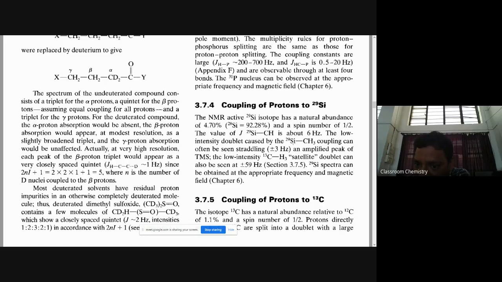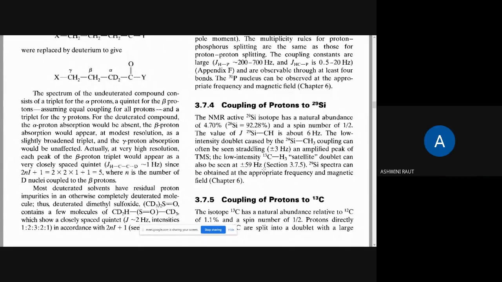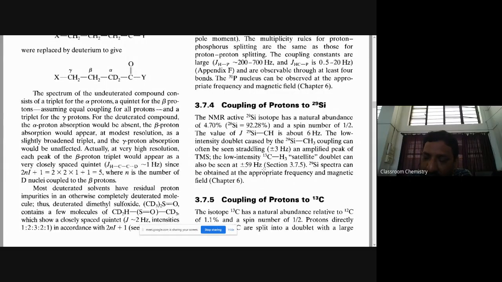When silicon coupled with C13 and that attached to the proton, then it is called a satellite doublet, and that can be observed at plus minus 59 hertz. Understand? Yes, sir. Okay, so that point you mention in your notebook, because these all points we will see during the time of solving the NMR problems. Okay, so all of you understand about silicon?